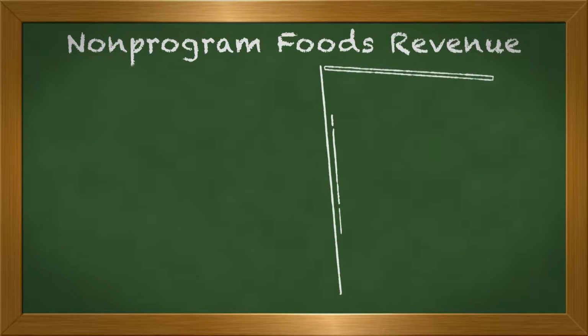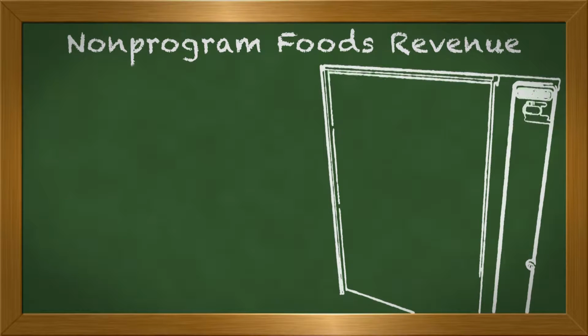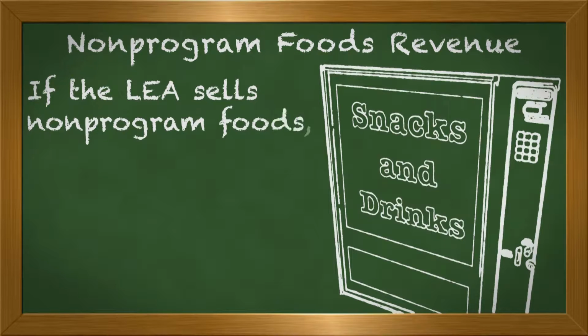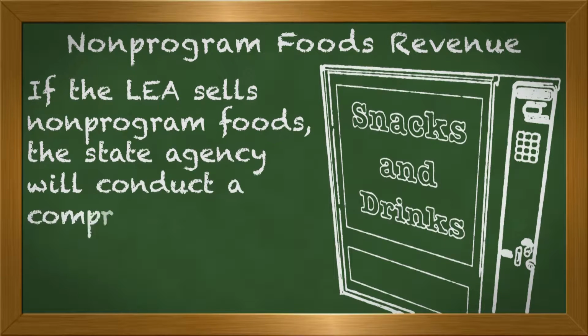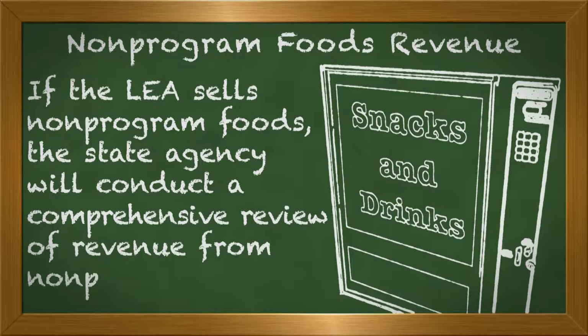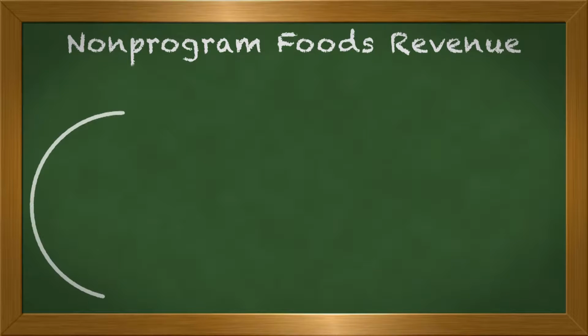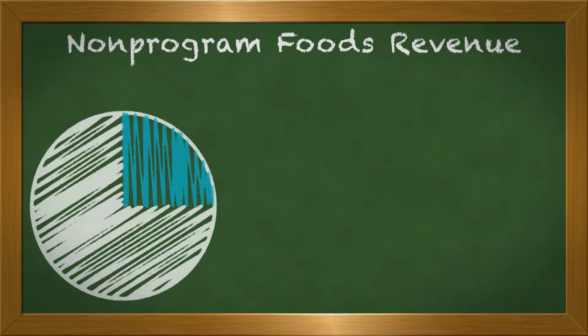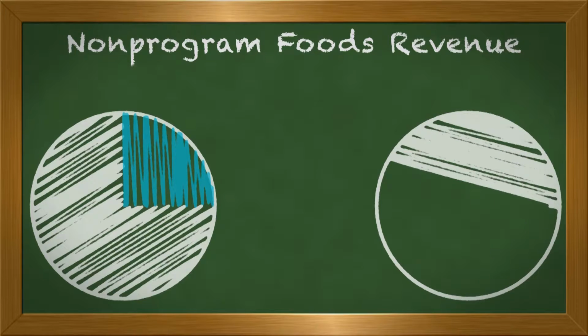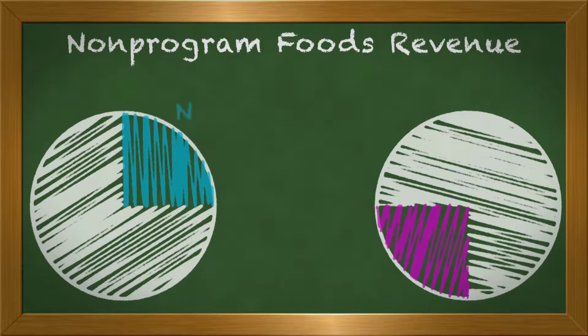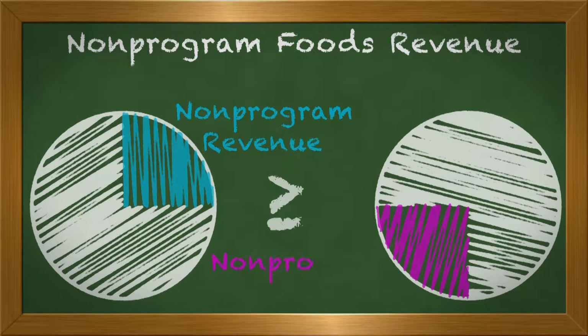Revenue from non-program foods. If the LEA sells non-program foods, the state agency will conduct a comprehensive review of the LEA for revenue from non-program foods. When conducting a review of revenue from non-program foods, the state agency must assess whether the LEA took steps to ensure the revenues from the sale of non-program foods generate at least the same proportion of LEA revenues as expenditures from the purchase of non-program foods contribute to LEA food costs.